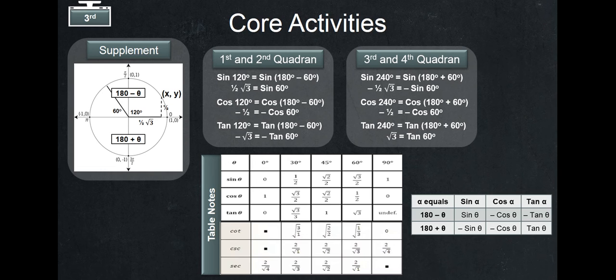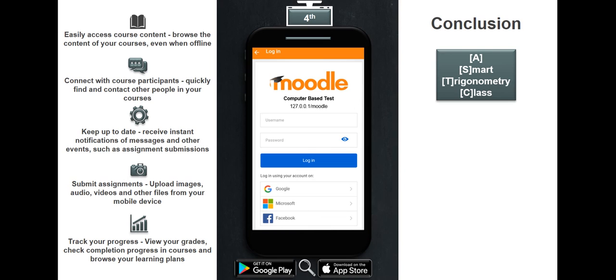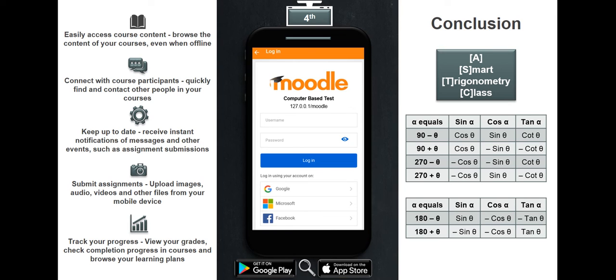The conclusion from the material given this time is that the positive values in each quadrant can be remembered with the phrase: smart trigonometry class. Then we can find the trigonometric values for each part using complementary angles and supplementary angles.